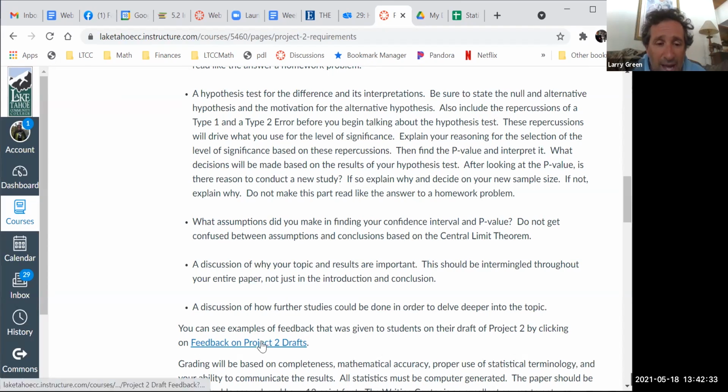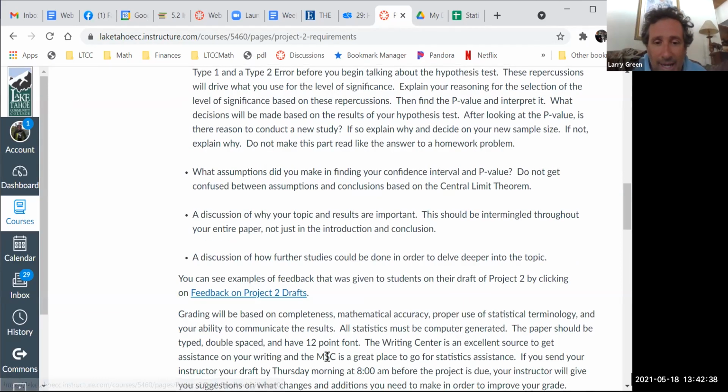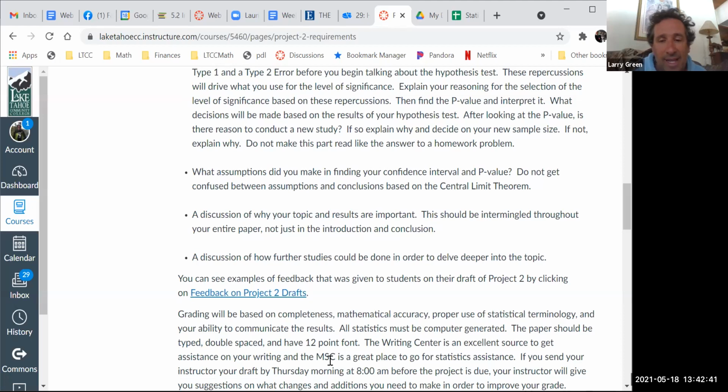I also have a link to feedback on project 2 drafts that I'll let you look at, and I recommend you looking at that. Same as project 1, if you send it to me by Thursday at 8 in the morning, then I'll look at it and give you lots of feedback. If you don't send it to me, then I'll look at it when it's due and give you a grade, and it won't be as good as had I told you, here are the 10 things you need to change. You change the 10 things and guess what? Your grade's going to go up because you fixed a lot of the problems.